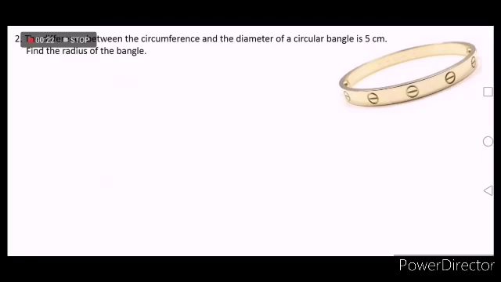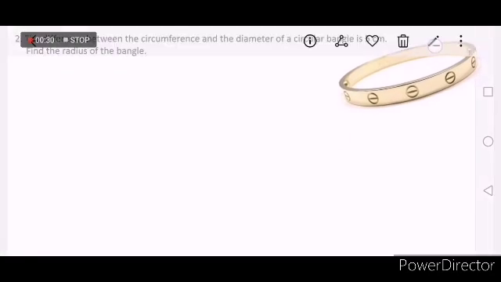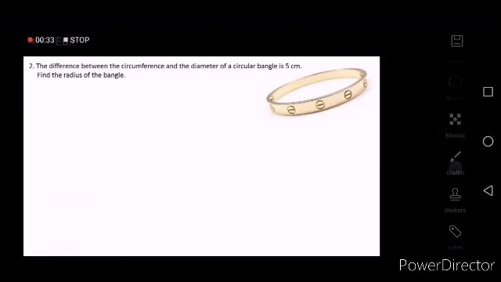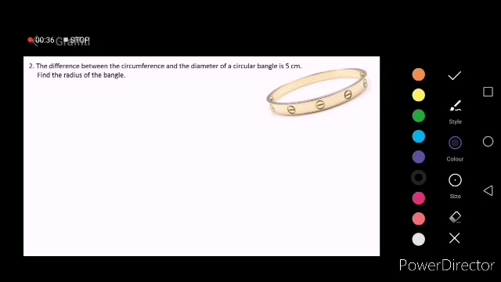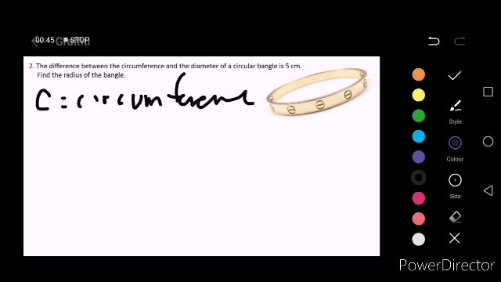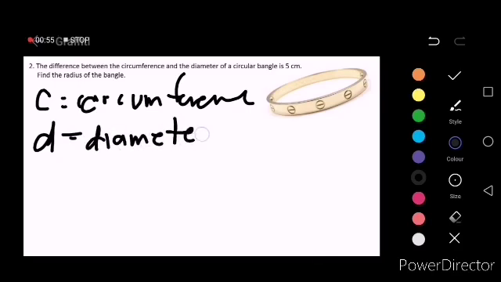Okay, so for our bangle that has a circumference and diameter, wait, what are their circumference and diameter? Let C be the circumference. Okay, so let's write. Let C be the circumference. And then, D for the diameter. Okay. So, we now have the two important pieces of information.